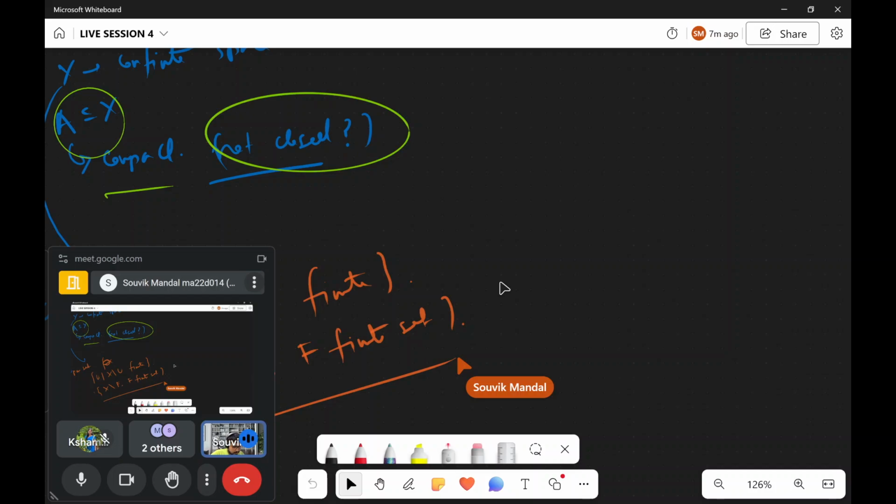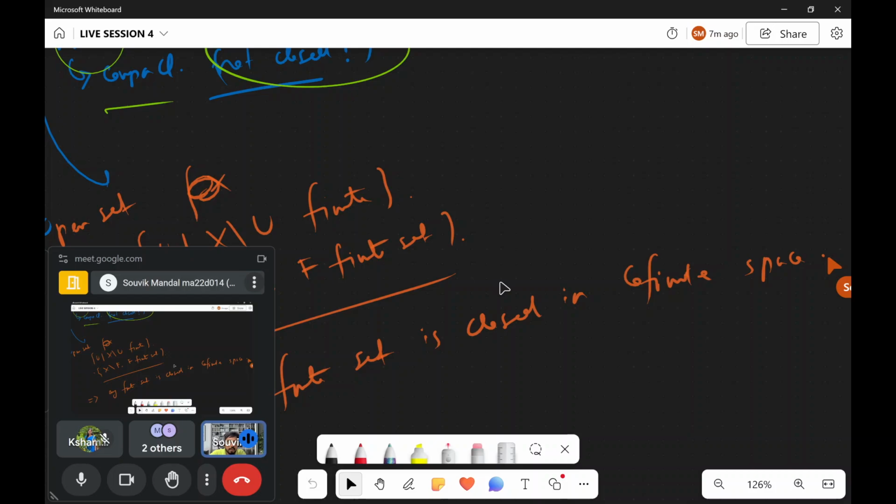So this tells us that any finite set is closed in the cofinite space, correct? This implies that if you choose some subset of X which is not finite, then that is not closed. So finite subsets are closed. But this does not mean that closed implies finite in general. But any closed set in this case is also finite. Why?